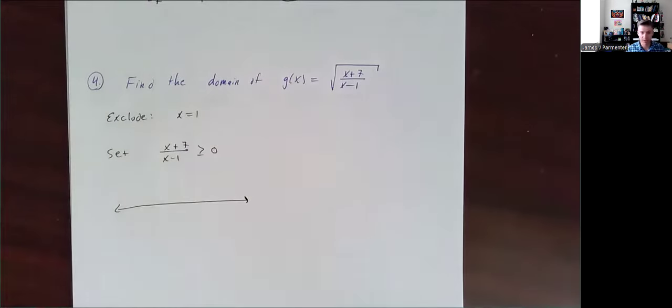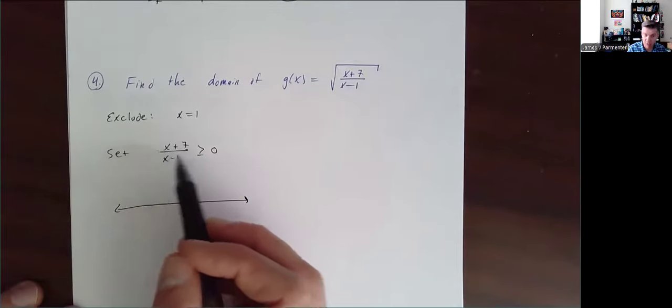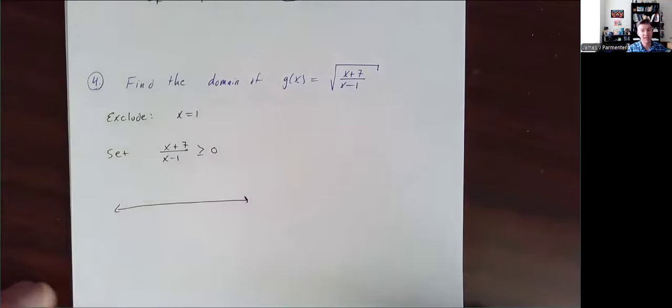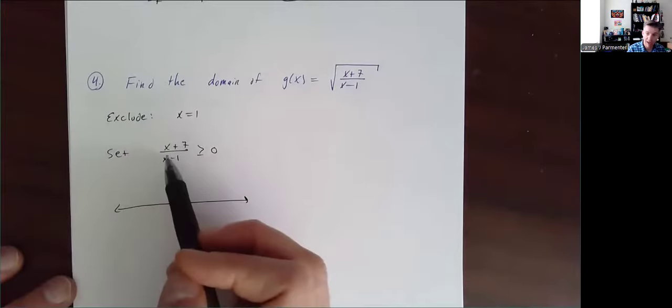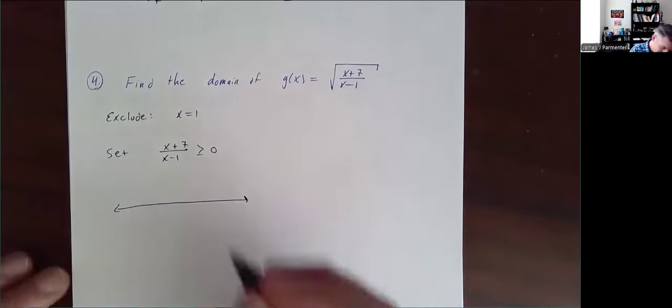I'll put my important numbers on there again. So my important numbers are still -7 and 1. -7 because if you plug in -7, that will make this whole thing equal to 0. You get 0 over -8. And 1 because, although 1 doesn't make the whole thing 0, it makes the whole thing undefined. So whenever you're doing this number line kind of thing, you always want to include all the points on the number line that make your expression either equal to 0 or undefined, because that's where we can change signs.